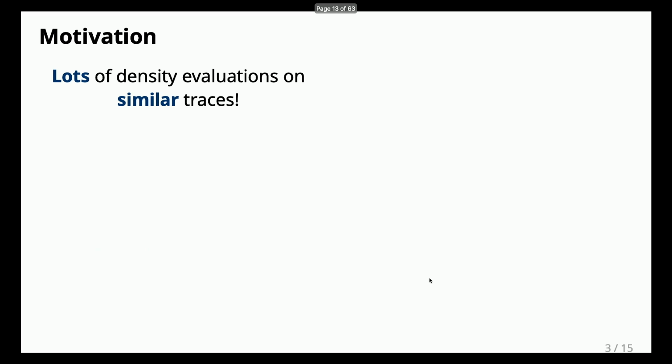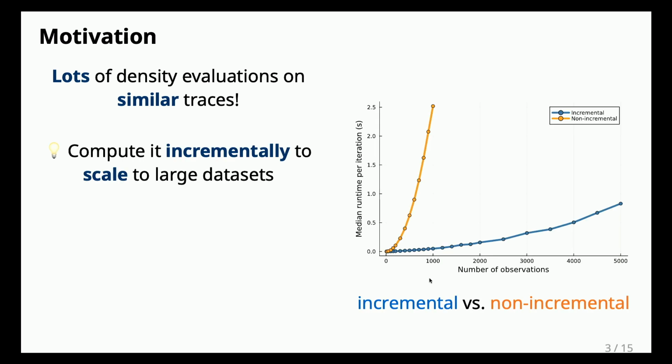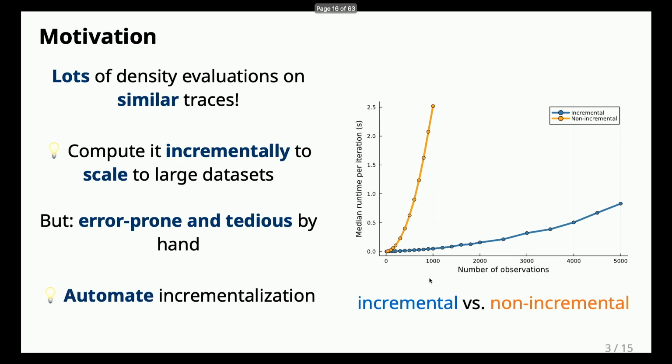What you might have noticed here is that we have to evaluate the density function many, many times, and also typically on very similar traces. So doing this naively is kind of wasteful. If you do this in a naive way, you get quadratic scaling here, which you can see here. But if we're smart about this and compute this incrementally, we get a much gentler slope like here in the data size. For this simple example, it's not a problem to do this by hand, but for more complex models, you wouldn't want to do this because it's very easy to make mistakes. So we want to automate this.